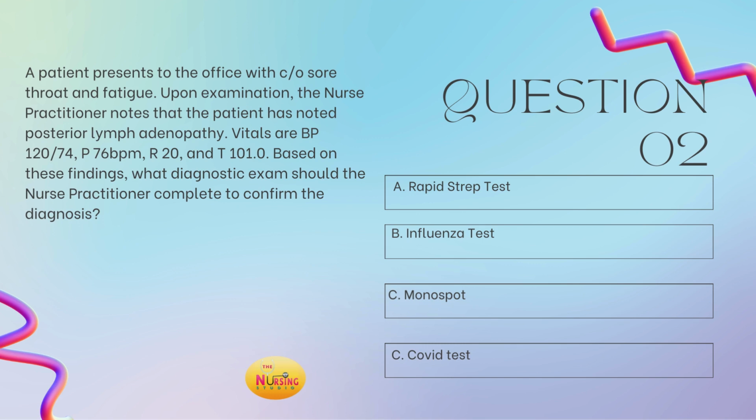So then the nurse practitioner is doing their exam, their assessment. There's noted posterior lymphadenopathy. The vital signs: blood pressure is all right, heart rate's all right, respiration's all right. Temp is elevated, so they are febrile. They have a fever, right? So now we have a sore throat, fatigue, posterior lymphadenopathy, and fever. So in your mind, you should start to think mono, right? Mononucleosis should be up there at the top.